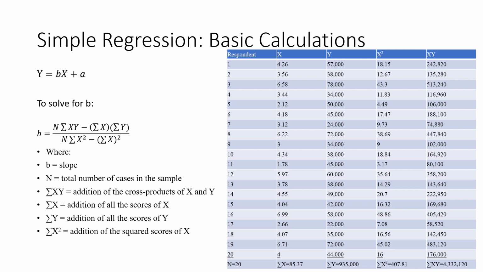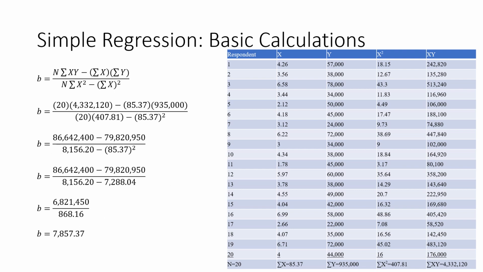And then to help facilitate the calculation of this equation, I've squared each of the x's. So x squared is the next column over. And then the last column is x times y. So I've taken x and multiplied it by y. And then at the bottom, you'll see some key data as well: the sum of x, the sum of y, the sum of x squared, and the sum of x times y.